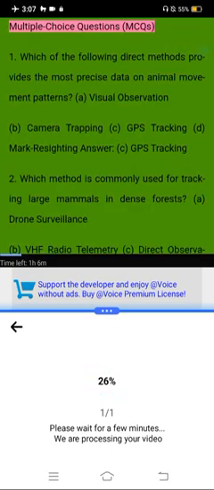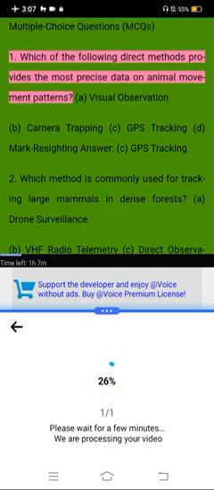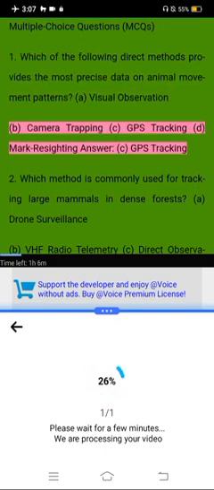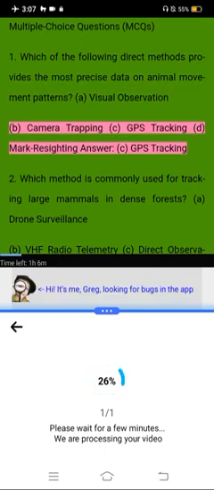Multiple choice questions, MCQs. 1. Which of the following direct methods provides the most precise data on animal movement patterns? A. Visual observation. B. Camera trapping. C. GPS tracking. D. Mark resighting. Answer: C. GPS tracking.